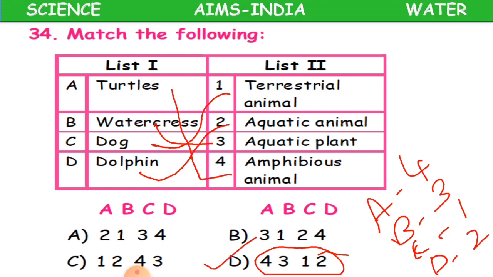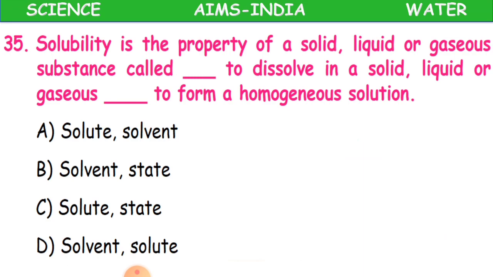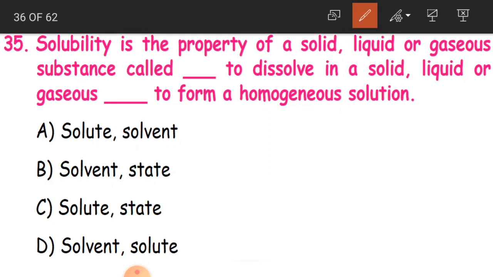Clear, children? Yes, now we'll go with the 35th question. Solubility is the property of a solid, liquid or gaseous substance called dash to dissolve in a solid, liquid or gaseous dash to form a homogeneous solution.